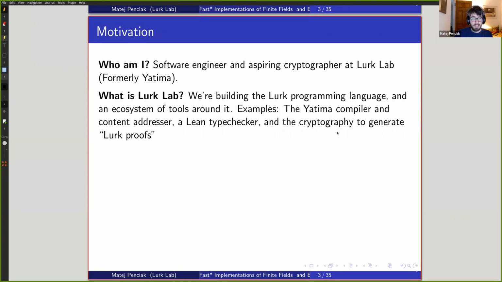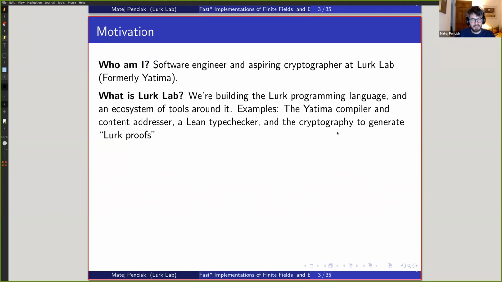So what is Lurk Lab? We're a company building the Lurk programming language and an ecosystem of tools surrounding that language. Though it's not the focus of the talk, since I want to focus on finite fields and elliptic curves, I think it's good to have a little bit of context for why we're building all of these things. An example of some of the tools that we've been building is the Yatima compiler and content addresser, which takes Lean code and turns it into Lurk code, so that it can be run on these zero knowledge environments. We've written a Lean type checker from scratch to be run as a Lurk program.